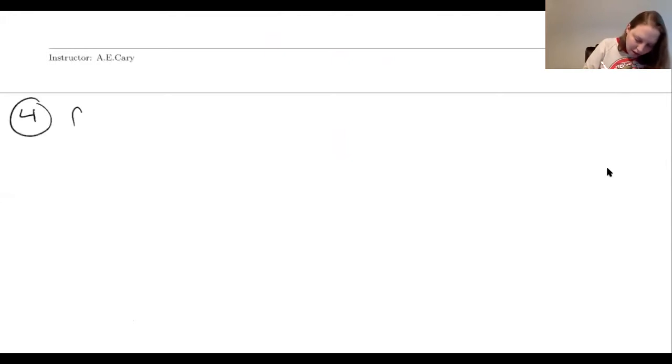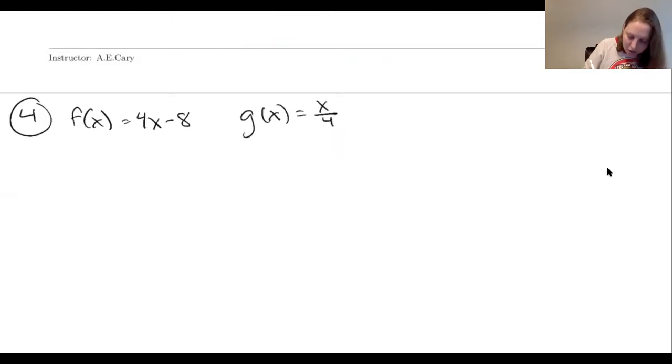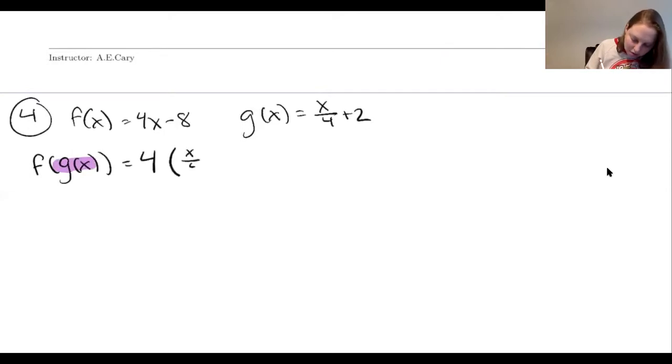Problem 4, where we have f of x is equal to 4x minus 8, and g of x is equal to x over 4 plus 2. And I want you to say, are they inverses? And we have to explain by using composition. So first, we're going to find f of g of x, where we plug our g of x inside the function. So we're going to have 4 times x over 4 plus 2 minus 8. So again, we're plugging all of our g of x inside of f of x.